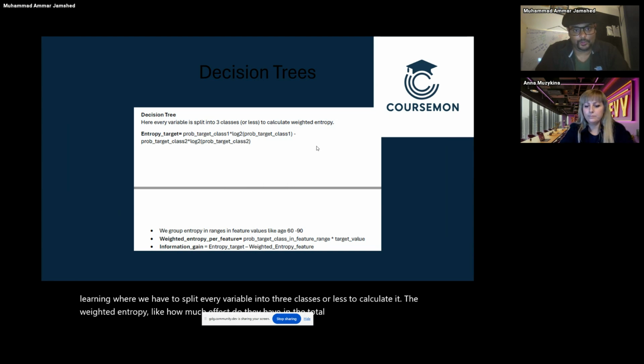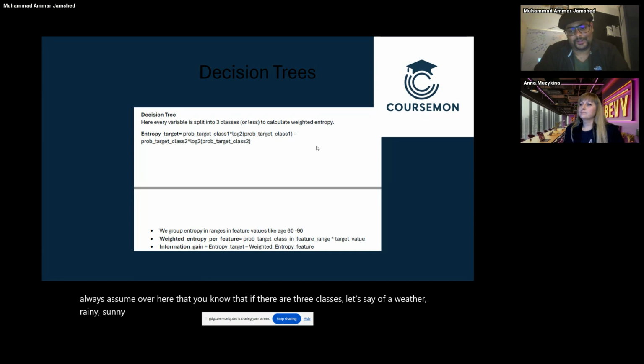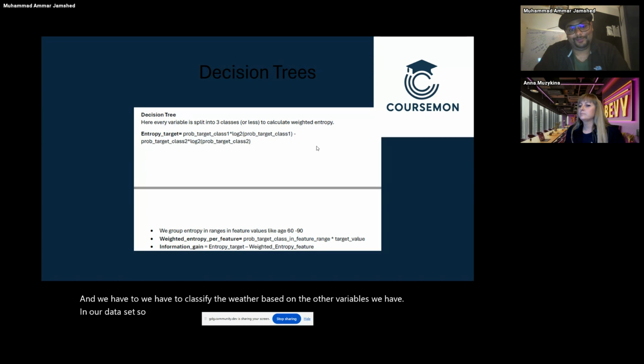Because we always assume over here that if there are 3 classes, let's say, of a weather, rainy, sunny, dry, and we have to classify the weather based on the other variables we have in our data set, we have to calculate the entropy, and then see the weighted entropy per feature, that is, how much each target variable weighs in every feature.